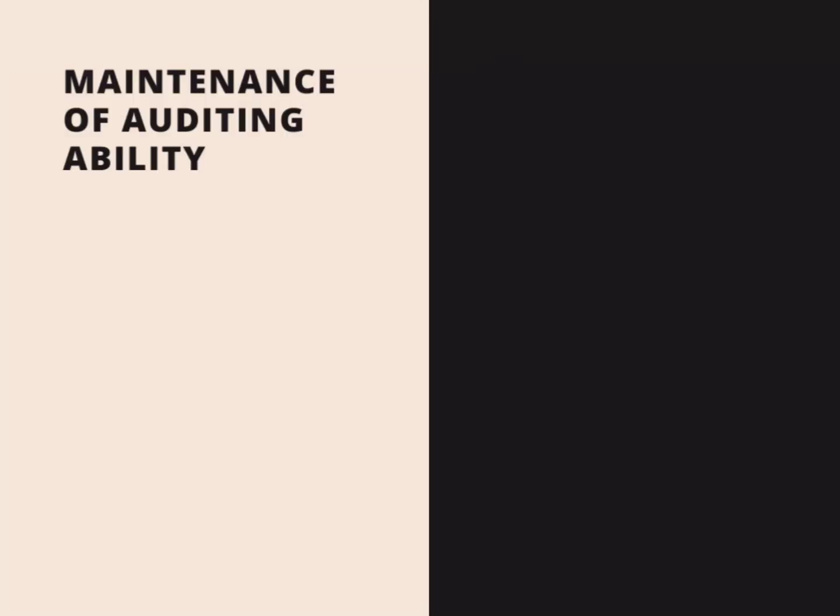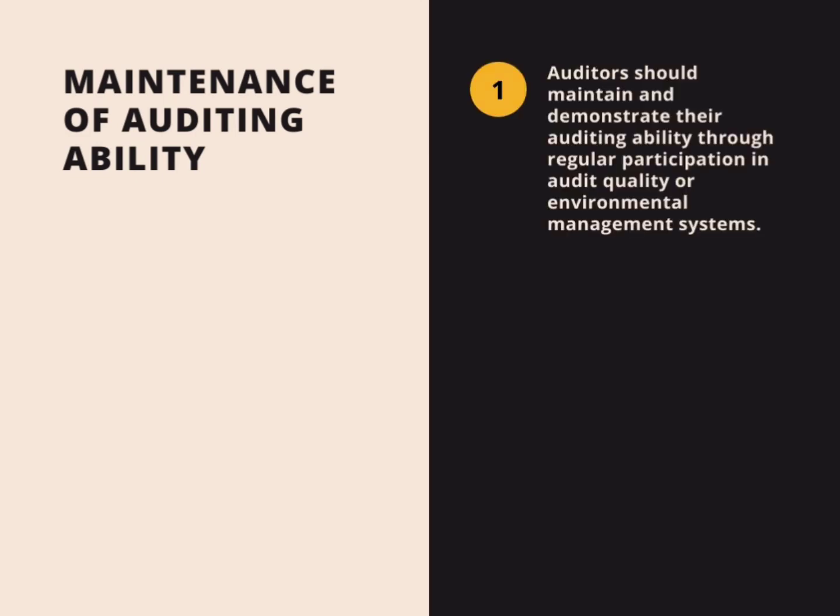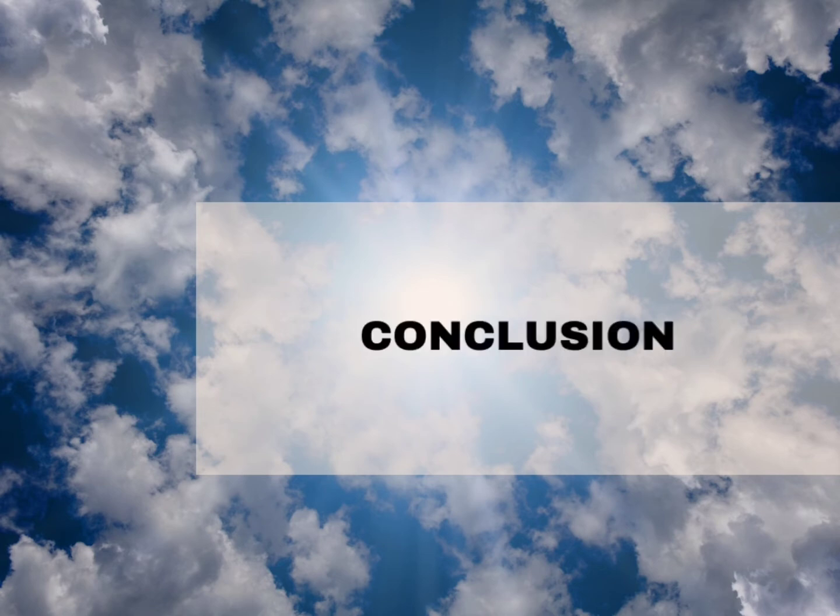Next, maintenance of auditing ability. In this skill, auditors should maintain and demonstrate their auditing ability through regular participation in audit of quality or environmental management systems. Now we have reached the conclusion of environmental auditing.